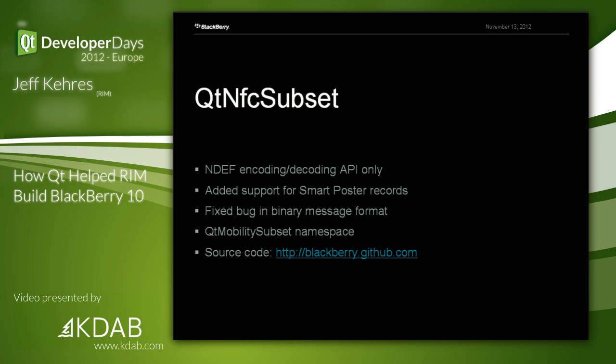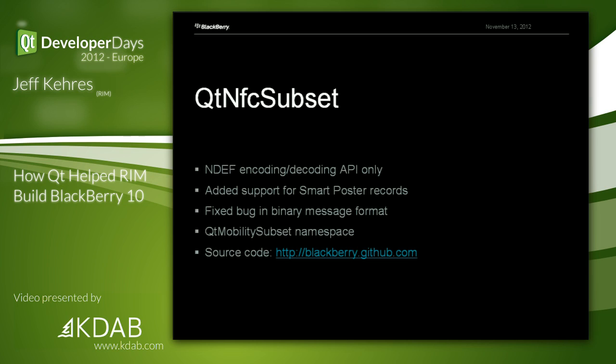where we started with Qt connectivity. We want to have a full port of Qt connectivity. We have plans to deliver a full port, but given our timelines, there simply wasn't enough time and enough resources to get it done. So instead, we took the APIs which were essential for the BlackBerry 10 launch, and we pulled them into their own library. So we have only the NFC API from Qt connectivity, and of that, only the API for encoding and decoding NDEF messages.